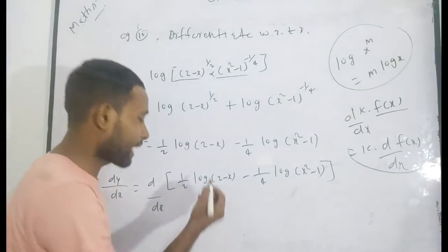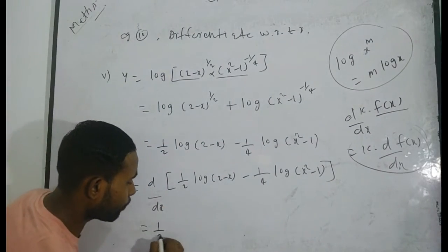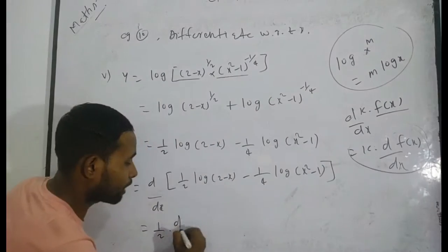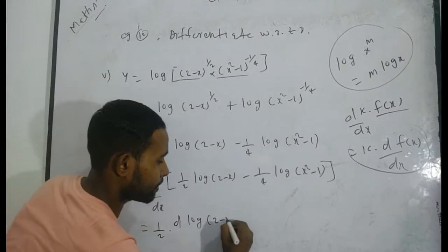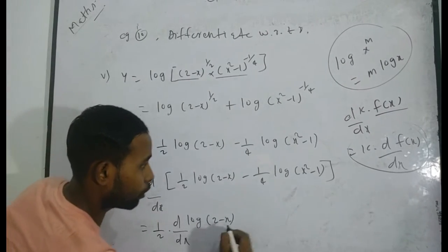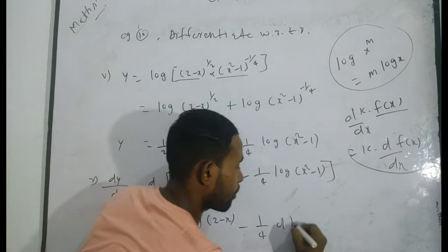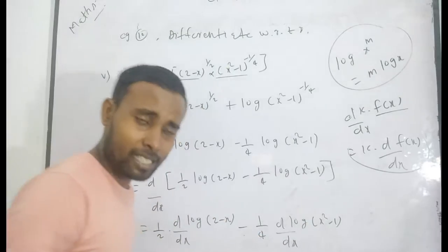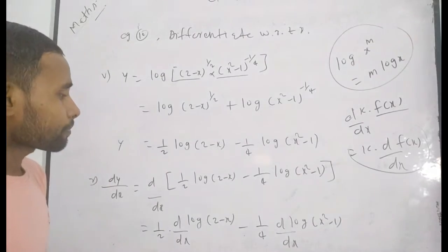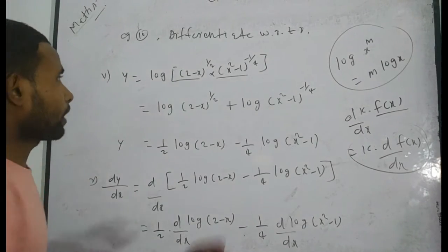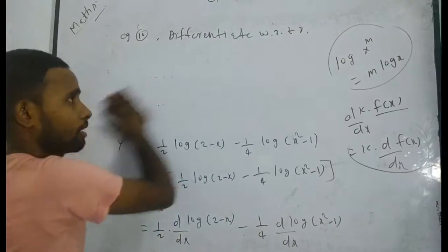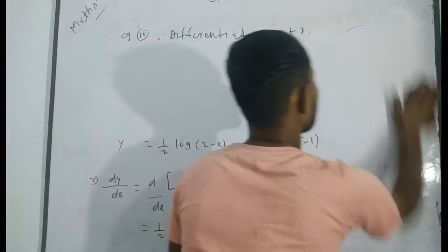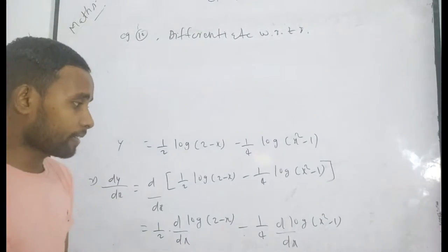You can write it. So I can write here 1 upon 2 and the derivative of log 2 minus x. I want to add some steps so that it looks easy for you. Minus 1 upon 4, the derivative of log x square minus 1 with respect to x. I think you understand properly. Now again see, I want to rub this part. Everything is very clear for you.